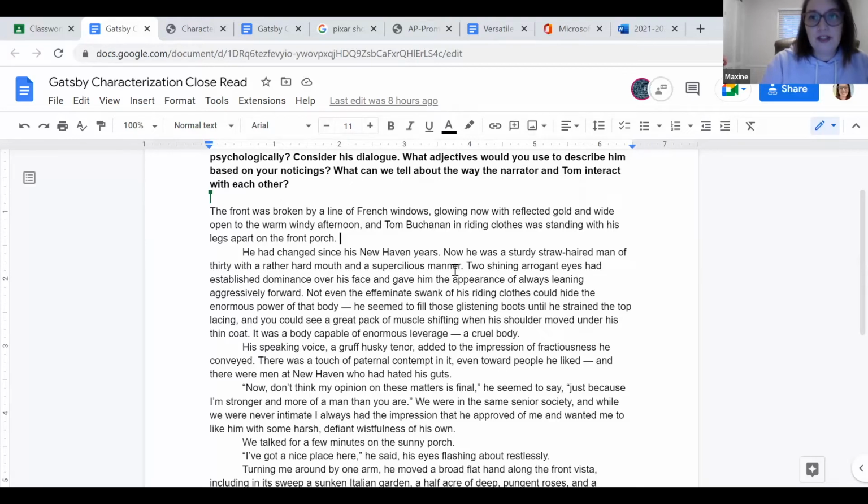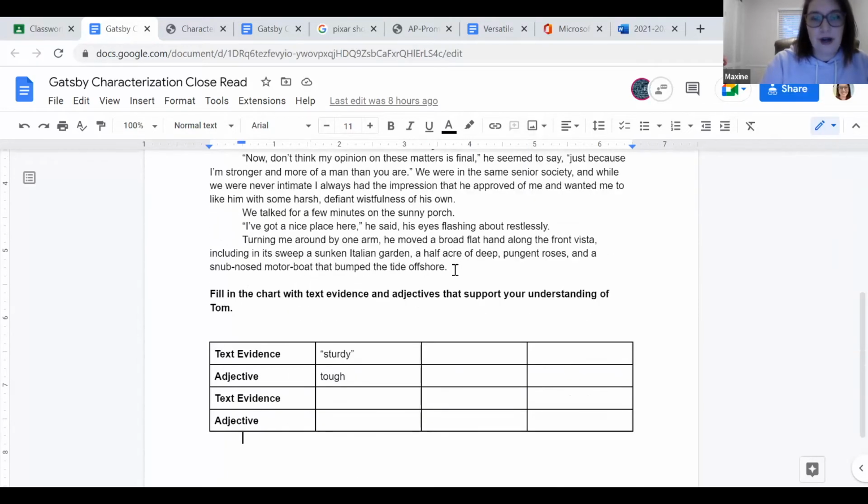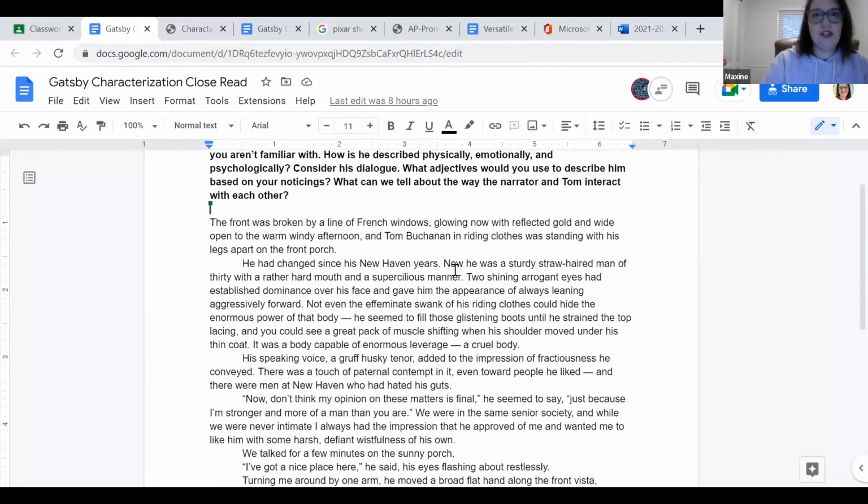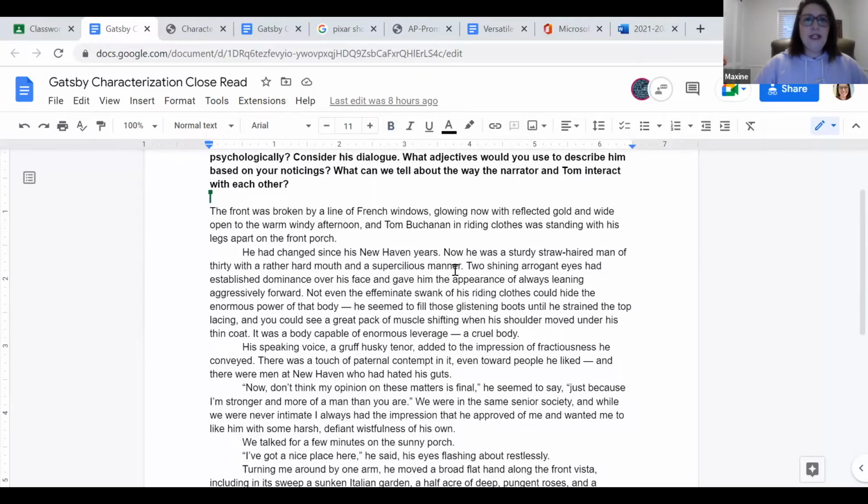What would you say as far as the way the narrator describes Tom? What textual evidence did you pull out for him? If we look at the first paragraph, it says the front was broken by a line of French windows, glowing now with reflected gold and wide open to the warm, windy afternoon. And Tom Buchanan in riding clothes was standing with his legs apart on the front porch. So we have the fact that he comes in, he's wearing riding clothes. So we have a description at least of what he's wearing, right? That was one of the things we talked about earlier. So we can maybe wonder, why would he be wearing riding clothes specifically?